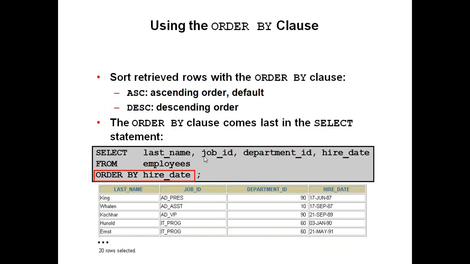And then we have the ORDER BY clause. So basically ORDER BY is going to do the sorting of the data. Whenever you want to retrieve the data and display it in a specific order, like ascending order or descending order, then you would be using this ORDER BY clause.